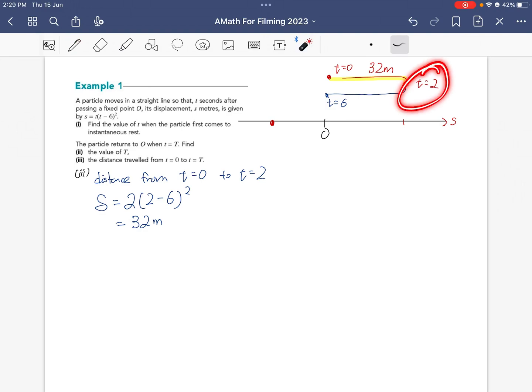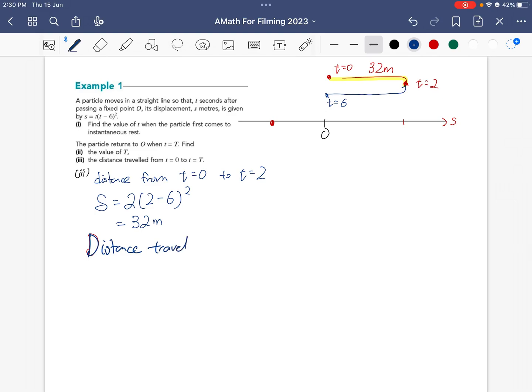Then after I know that it stops completely, the velocity is 0 at t equals 2, it starts to go backwards, then it travels backwards until it comes back to origin. So how much has it traveled? From here to here, it travels 32 meters. Then from this point, it U-turns backward until you go back to the starting point. This will be another 32 meters. Hence, the total distance it travels.